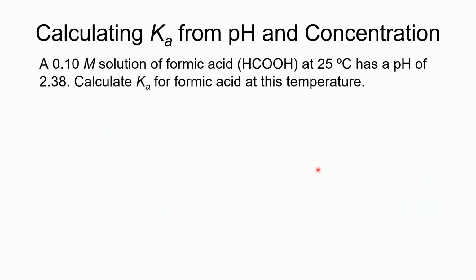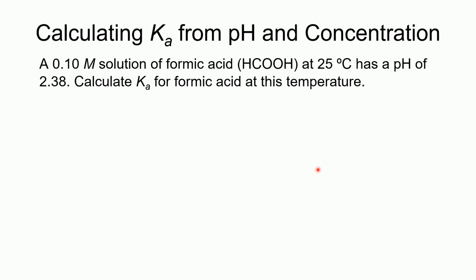So first, here we've got a problem where we want to calculate Ka from pH and concentration. Here we've got a weak acid, formic acid. Just in case you're curious, formic acid is the acid that is in an ant bite. So if you get bitten by an ant, not a fire ant, they're different and evil, I'm talking about just a regular, good old-fashioned red ant, that pain that you feel comes about because of the formic acid.